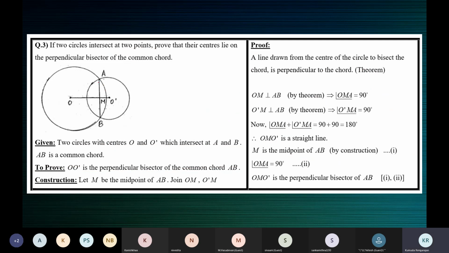So supposing a figure is given like this to you, and supposing AM is 8 and BM is 8. What's the measure of angle OMA? OMA is equal to 90 degrees. This is the common chord. It's bisected, so it has to be perpendicular. OMA is equal to 90 degrees.